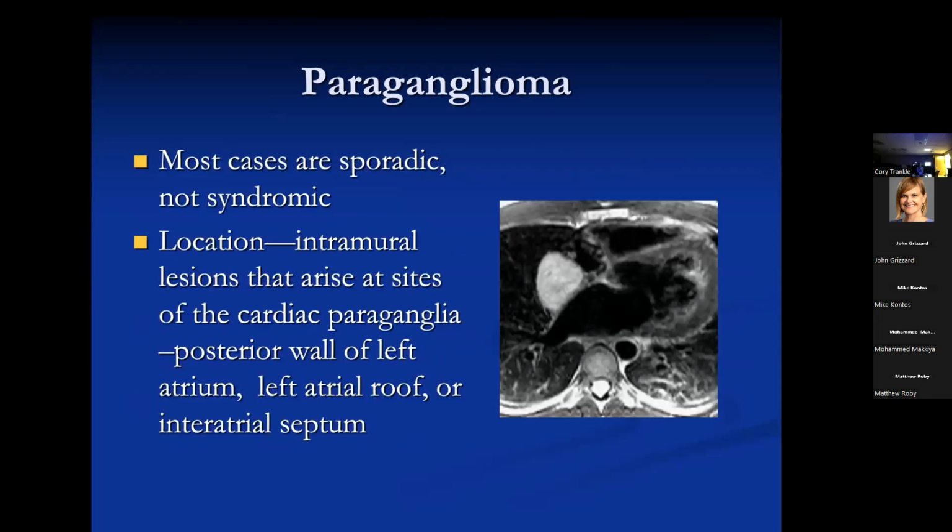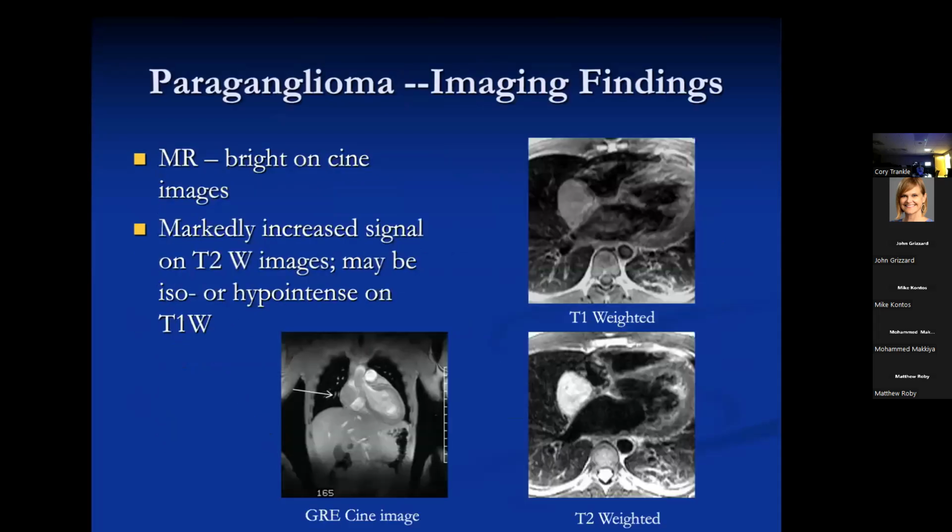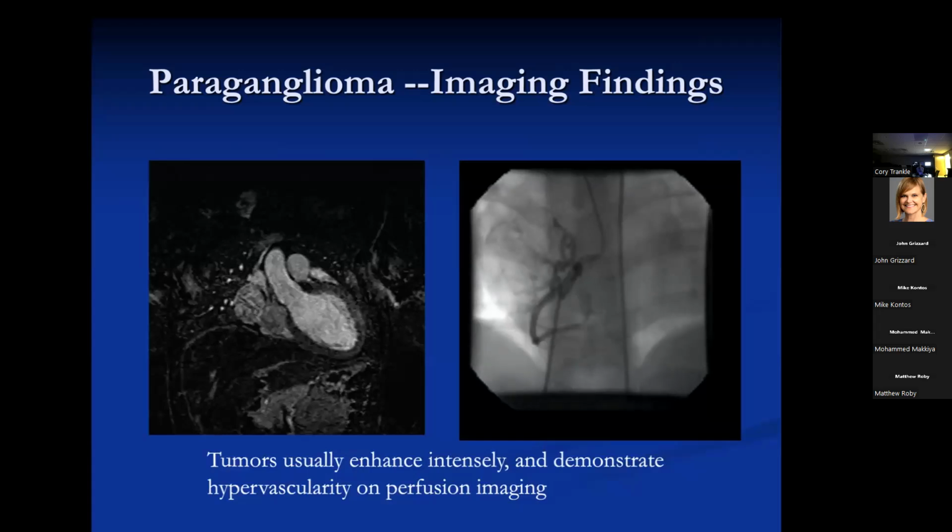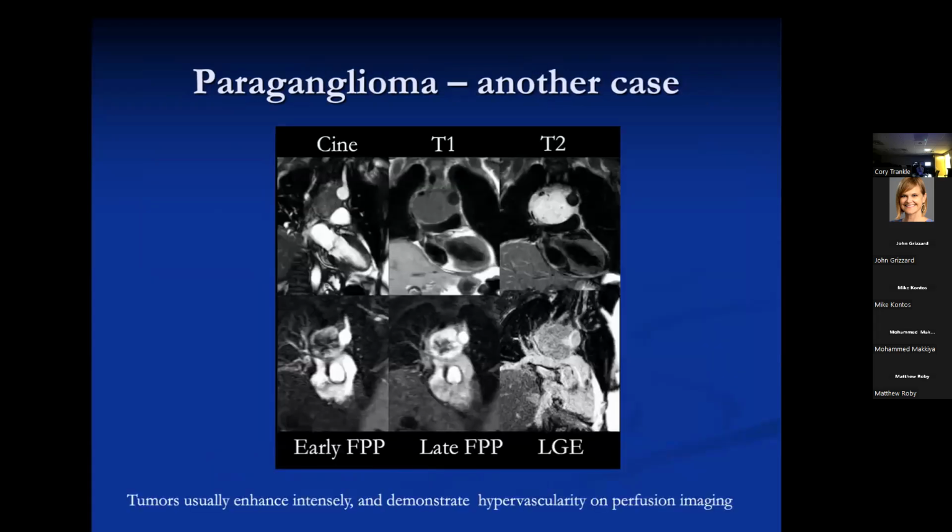They're typically seen where you would see paraganglioma anyway, along the margins of the left atrium, the left atrial roof, and the interatrial septum. They can be bright on cine images. They can have really bright T2 values, light bulb bright, people call it, because they're neuroendocrine tumors, right? And they typically demonstrate intense enhancement.